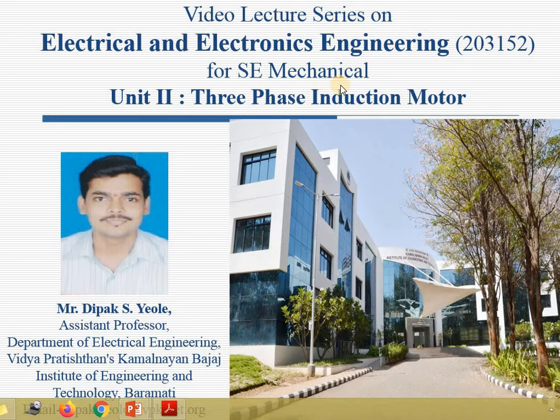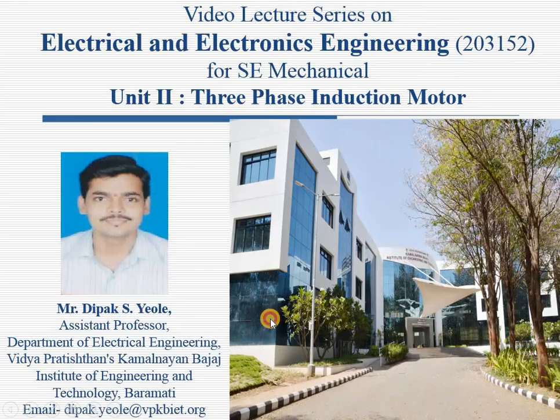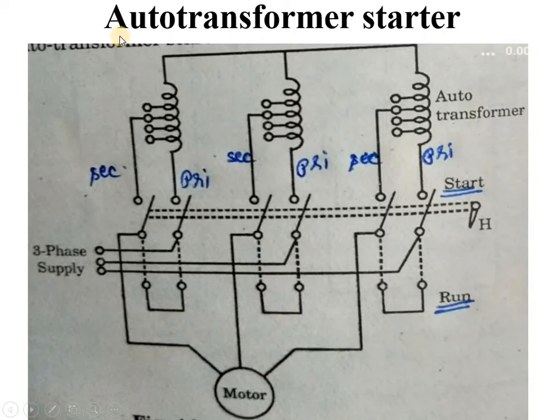In this video, we will see about different starters to be used for three-phase induction motor. The points are auto transformer starter and star delta starter. After that, we will discuss methods of speed control and industrial applications of three-phase induction motor. So, this is the first point, that is called an auto transformer starter.